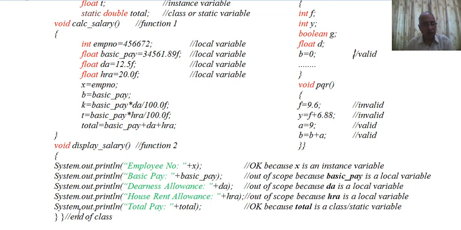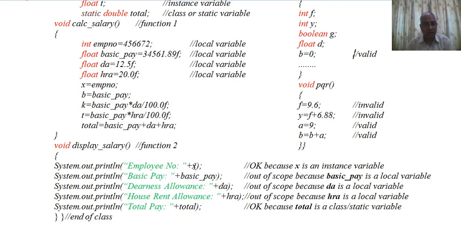Again you see here system out println total. But total is okay, valid, because total is a variable which is a static type or a class variable and has been declared in the class. Okay, so total is valid, x is valid, but basic pay or DA or HRA which are used in this display salary function are not valid because they have been declared in the calc salary function and they are only to be used in that function. They cannot be used outside this function, and if they are used, you will get an error, out of scope.